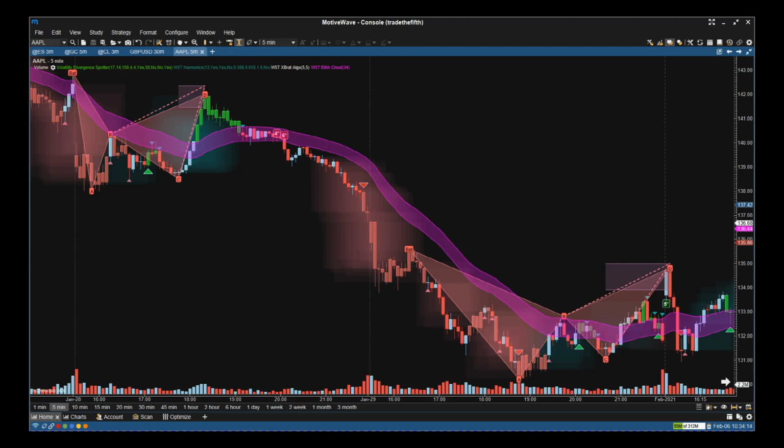This is the Motive Wave platform that I'm using in the video for today, but it's available on lots of other platforms like Thinkorswim, TradingView, Ninja Trader, MT4, and the list goes on quite a bit.